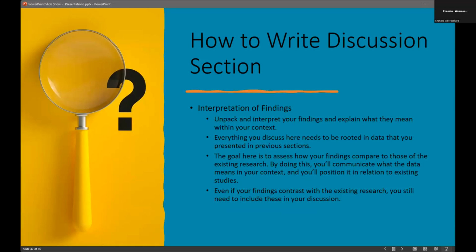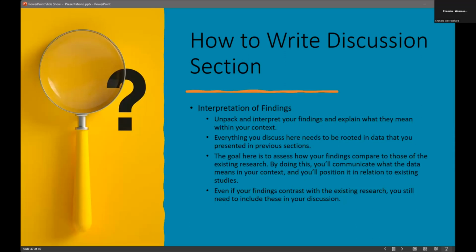This is where you unpack and interpret your findings and explain the meaning, where you give a meaning for your results and connect the results to your context. Everything you discuss here needs to be rooted in the data chapter or the results chapter. Everything you discuss here should have been presented before in the previous chapter or previous section, which is what you call the results chapter, right?